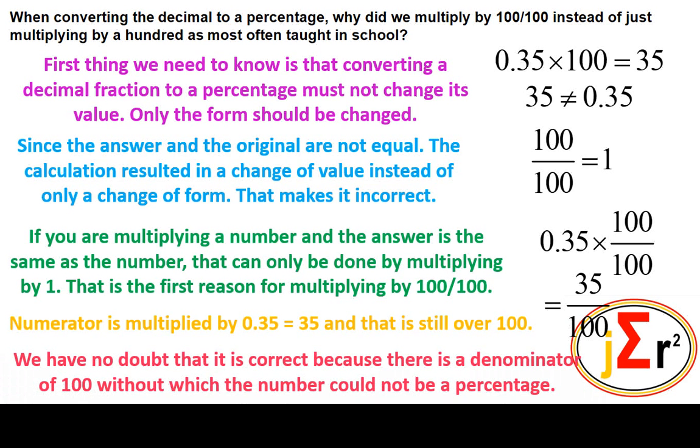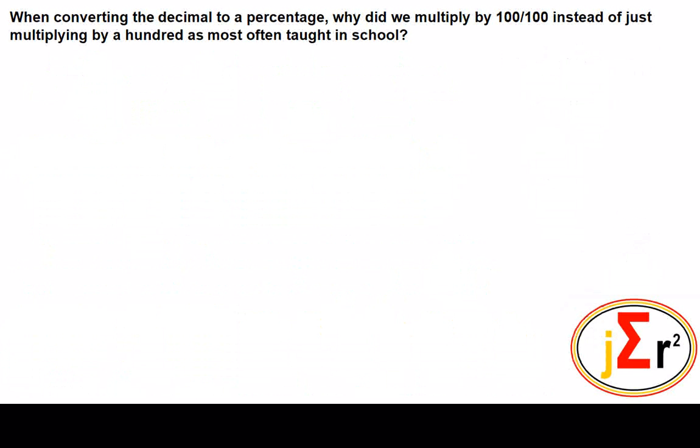The only way that our result can be a percentage is if the denominator is equal to 100, and that we will not have if we multiply by 100 or 100 over 1. So the first reason we have here is that the value of the number should not change when we are converting it to a percentage. It is only the form that should change, which is to a percentage, but the value should not change.